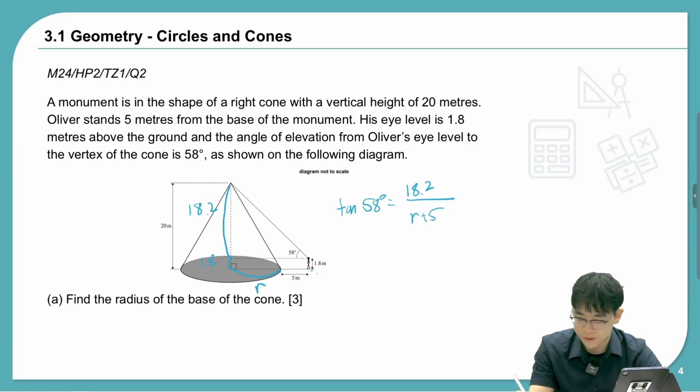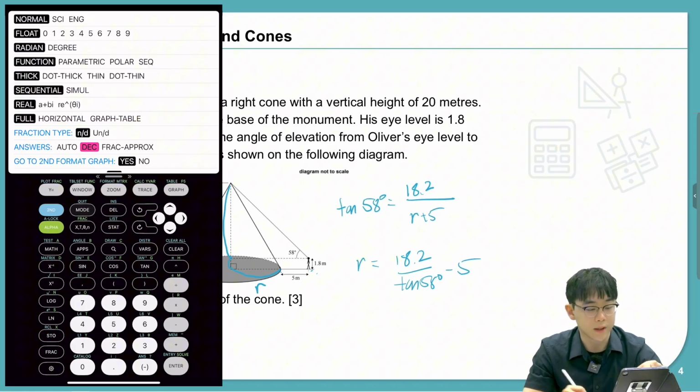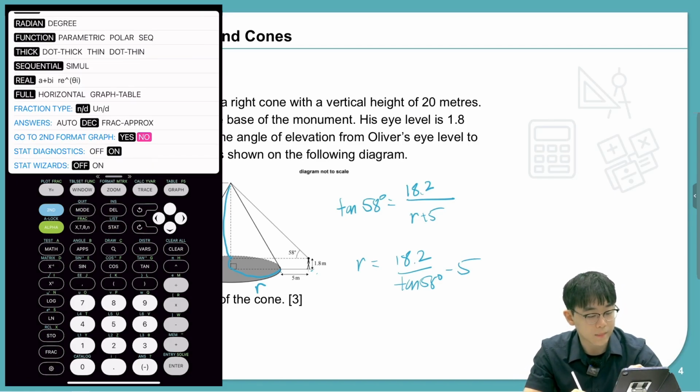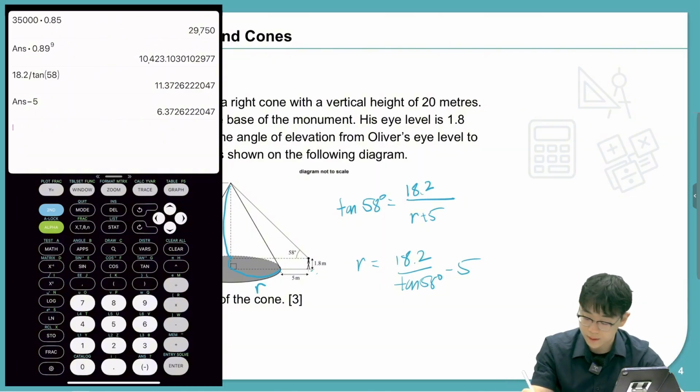So first things first, we could do that to find R. So R is going to be 18.2 divided by tangent 58 degrees minus 5. Make sure that you're dealing with degrees, not radians. So after you check your degree mode, we can now do 18.2 divided by tangent of 58 degrees, and then we subtract 5. So that's going to give us 6.37 meters, which is our base of the cone.